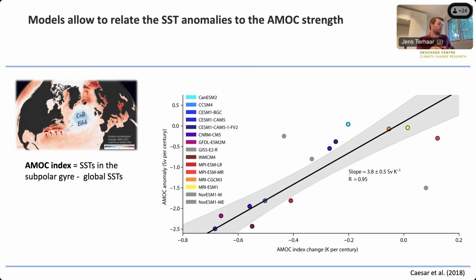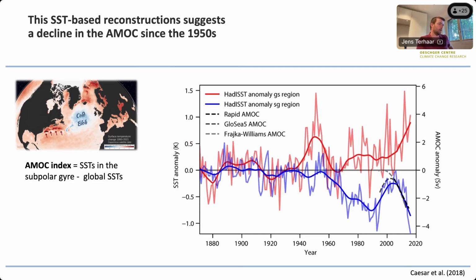You can see the CMIP models give a relatively good correlation. If you exclude models that don't simulate a historical AMOC close to the observed one, you are left with the colored dots and a correlation of 0.94. Using that linear relationship, you can deduce the AMOC anomaly from the SST anomaly. This is the blue line here, which indicates that the AMOC decreased in the 1990s, recovered a bit, and is now decreasing again, with a long-term centennial negative trend.